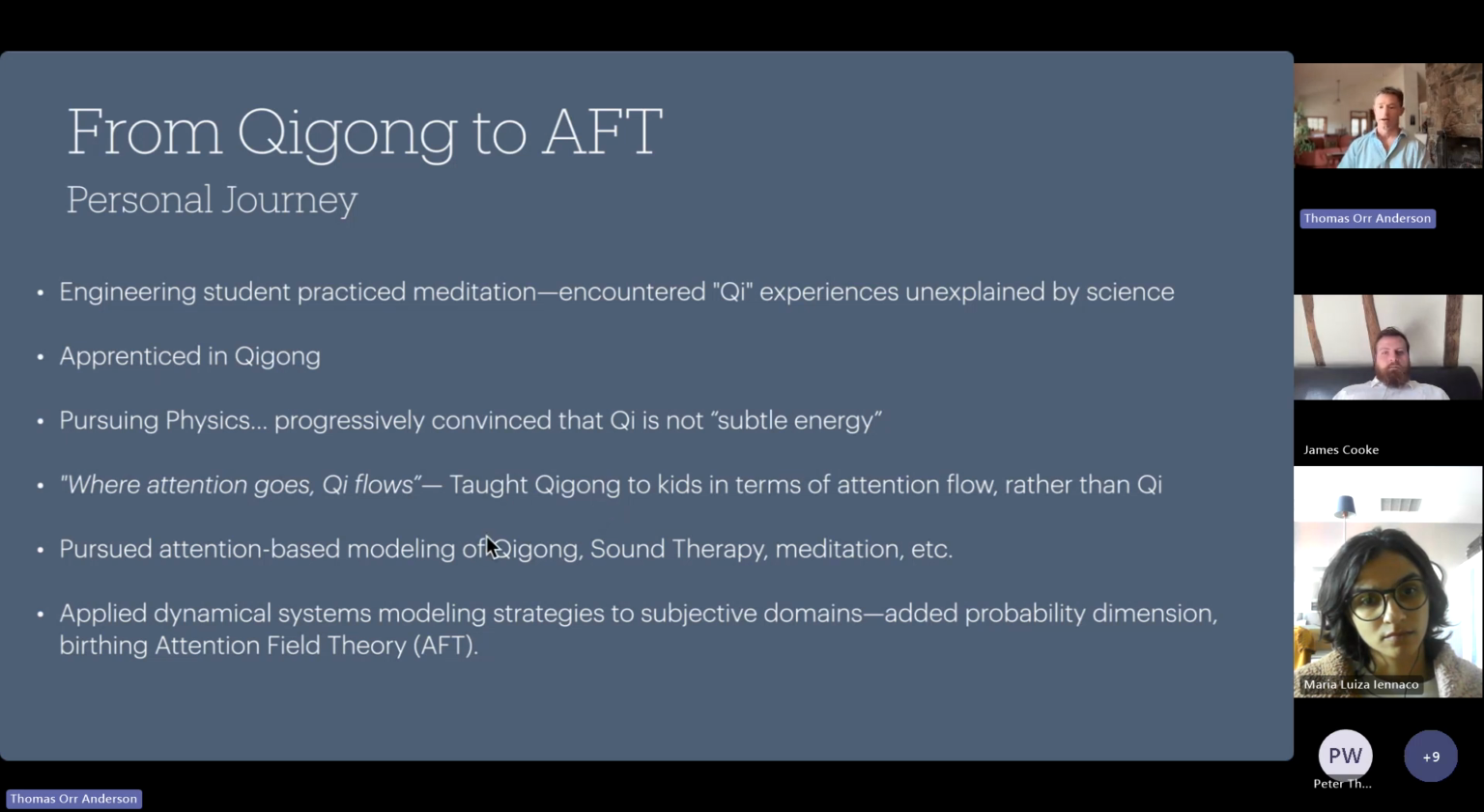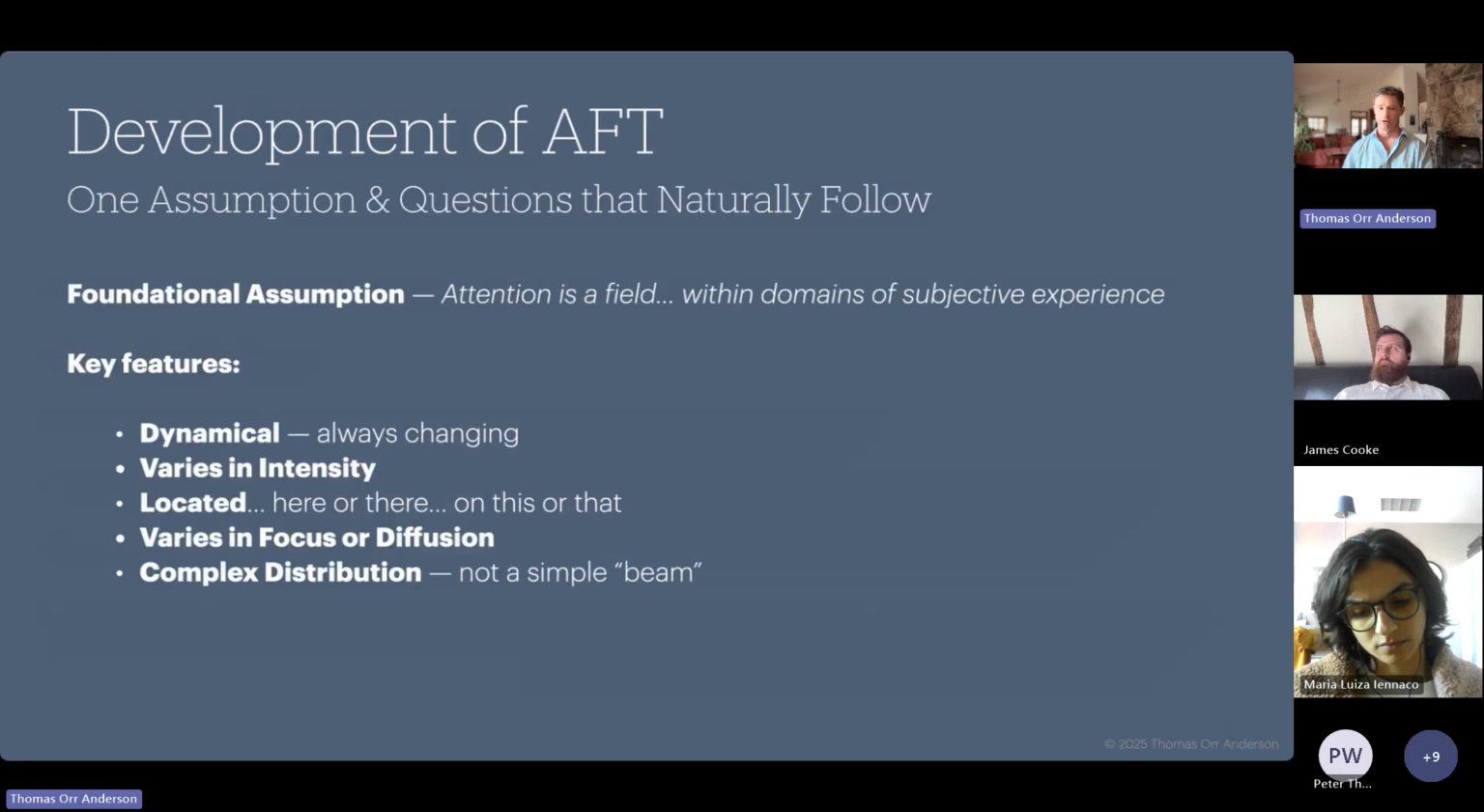And that essentially led to my applying the dynamical systems modeling strategies that I learned in physics and engineering to this subjective experience of these key phenomena, whatever they might be. Eventually I added a probability dimension to my modeling, and that gave birth to attention field theory. A really nice way to begin understanding attention field theory is to follow me through a series of questions, so that the model develops naturally in your own mind, because it's extraordinarily simple.